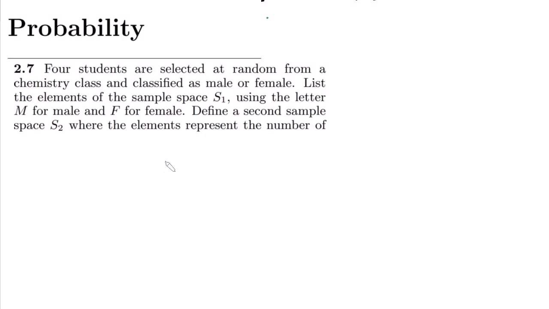So again, a very interesting question here, and that is question 2.7 of the probability. What is the statement here? 4 students are selected at random from a chemistry class. There can be any number of students in a chemistry class, and from those students we have to select 4 students and classify them as male or female. So list the elements of the sample space S1.